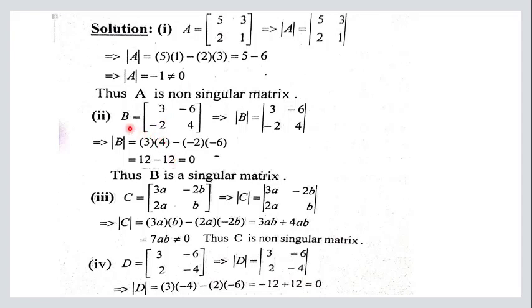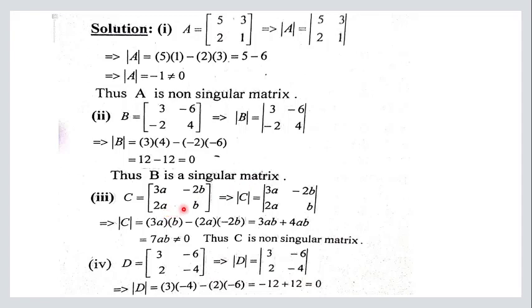Coming to matrix B, it is 3, minus 6, minus 2 and 4. Now again we find the determinant of B. Determinant of B: 3 4s are 12, and then minus 2 multiplied by minus 6. So on solving we get 0. So in this case determinant is 0, therefore this B is a singular matrix.